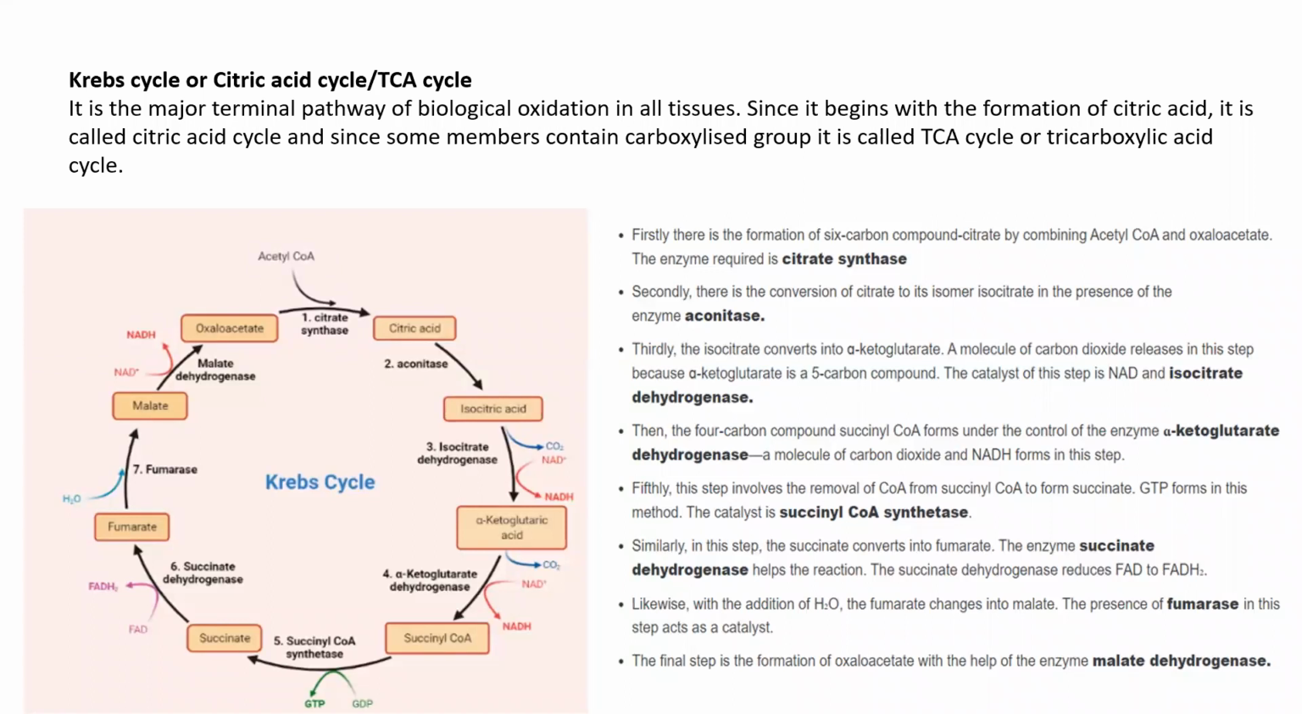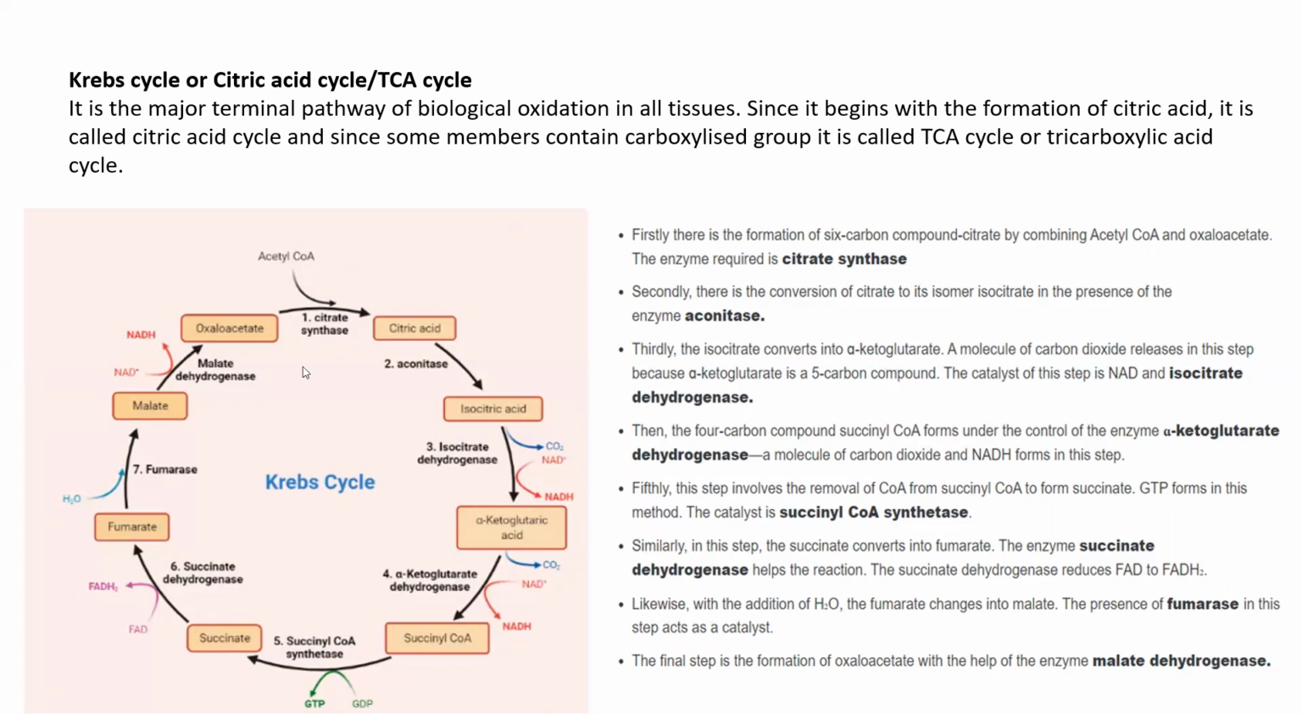Next is the Krebs cycle, or citric acid cycle, or TCA cycle. This is the major terminal pathway of biological oxidation in all tissues. The cycle begins with the formation of citric acid, which is why it is called the citric acid cycle. In this cycle, certain compounds also contain carboxyl groups, which is why it is called the tricarboxylic acid cycle, or TCA cycle.